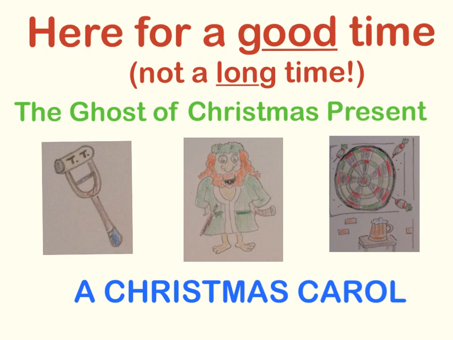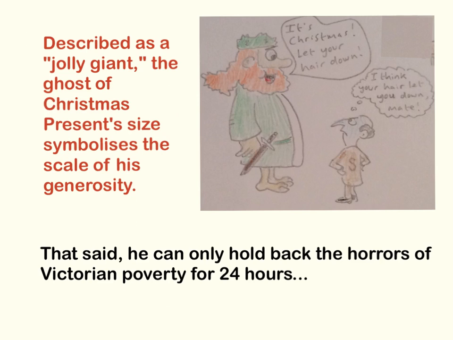He's also going to expose Scrooge's own contribution to the plight of the poor. And finally, through a glimpse at Fred's house party, he's going to show Scrooge what he's missing out on. When Scrooge first claps eyes on the Ghost of Christmas Present, the ghost is described as a jolly giant.